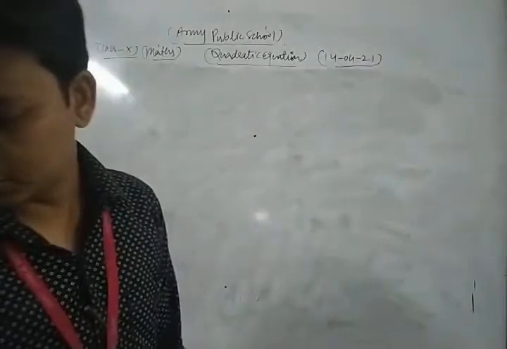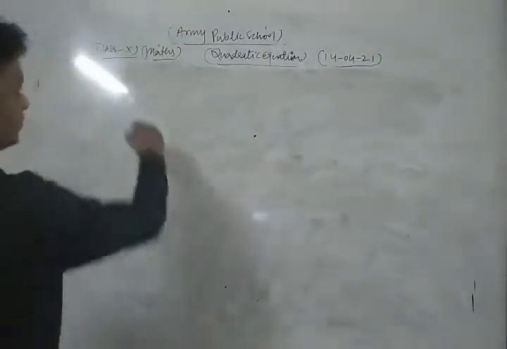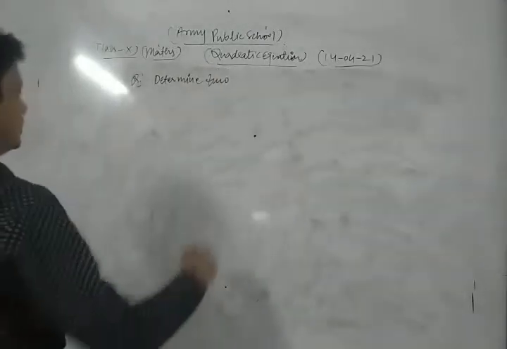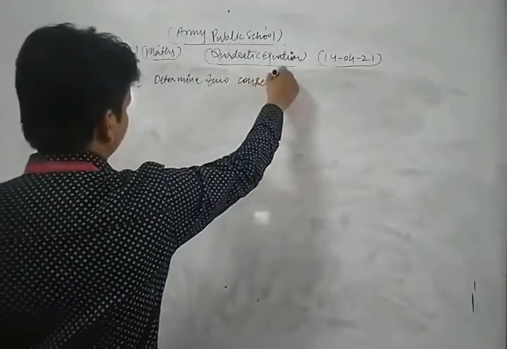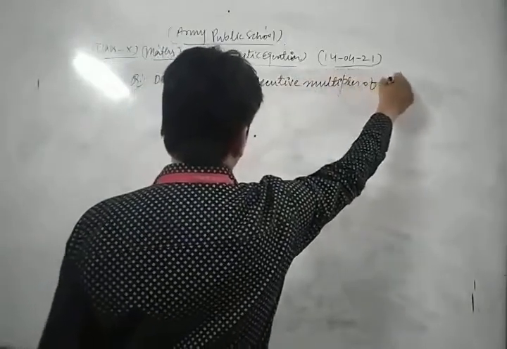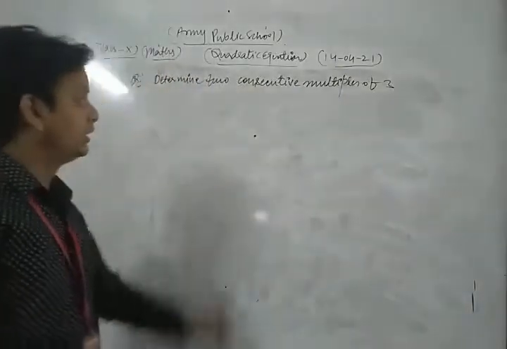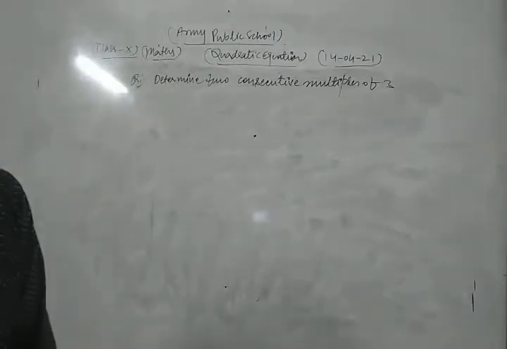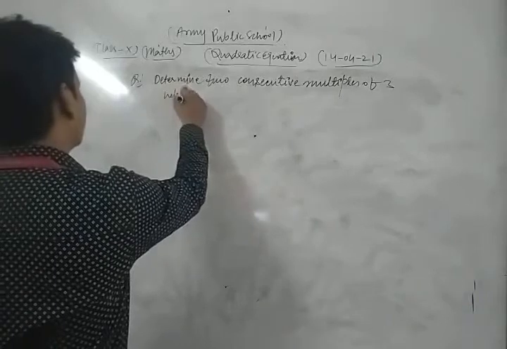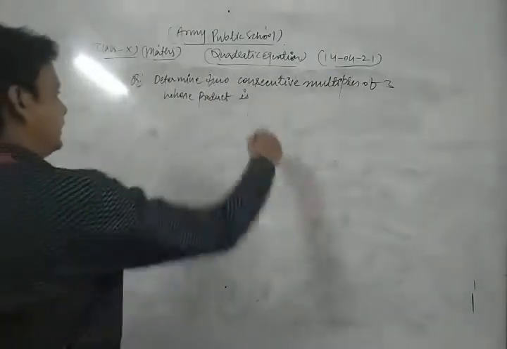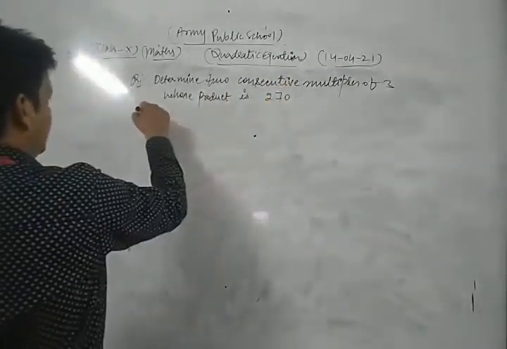Your question is: determine two consecutive multiples of 3 whose product is 270. Now let's see its solution.